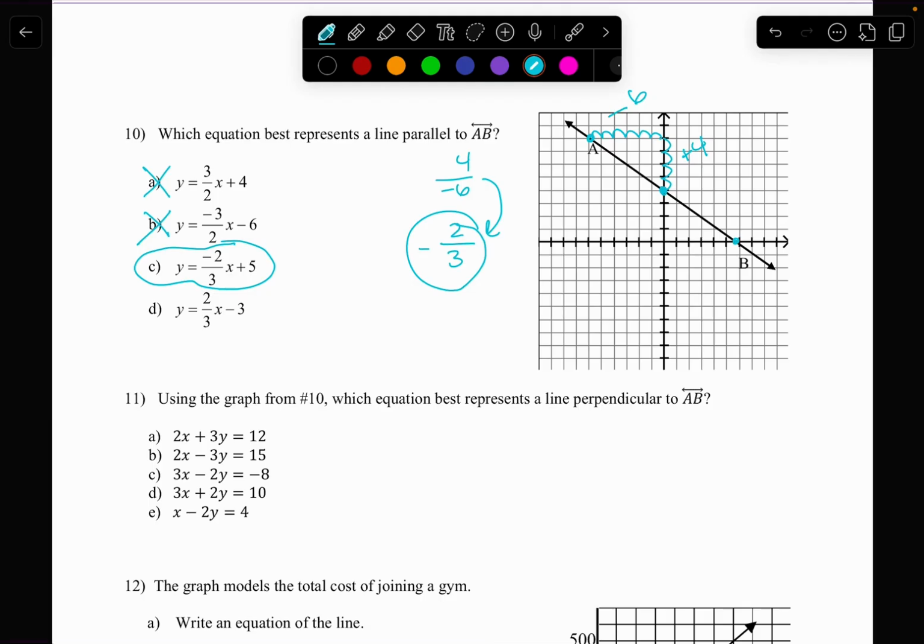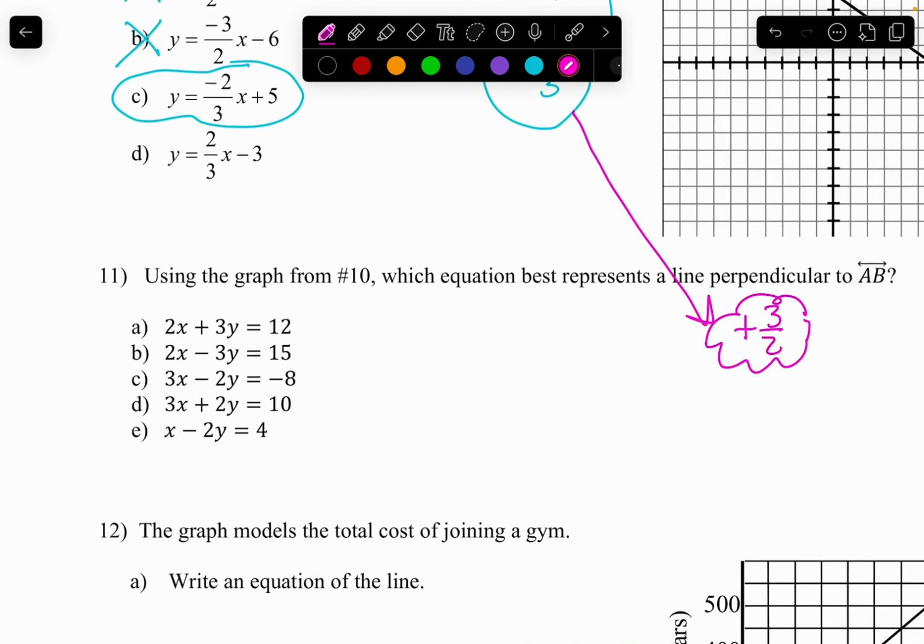Number 11 says, using the graph from 10, which equation best represents a line perpendicular? Okay, if my slope was a negative 2/3, then a perpendicular slope will be a positive 3/2. So what I need to do is figure out which one of these equations gives me a slope of a positive 3/2. This is going to be 3y equals negative 2x plus 12. When I divide by 3, I get a negative 2/3, so it's not A. On this one, negative 3y equals negative 2x plus 15. When I divide by negative 3, I get a positive 2/3, which is not what I wanted.